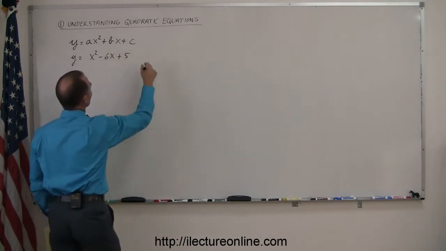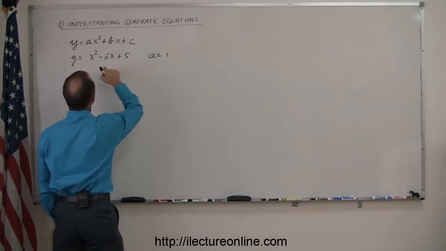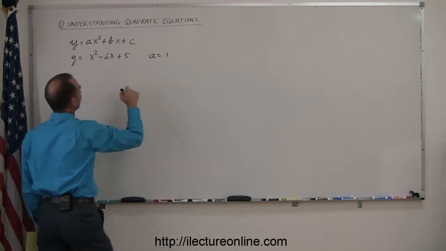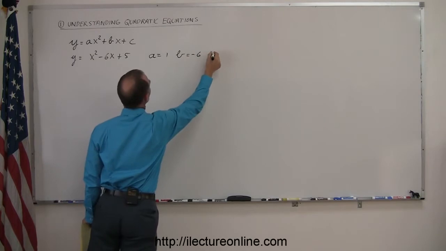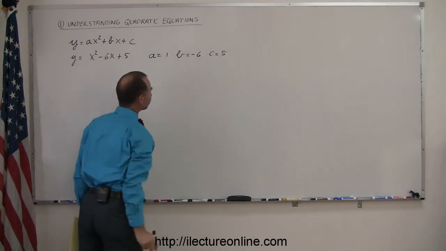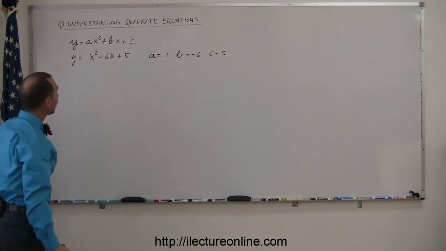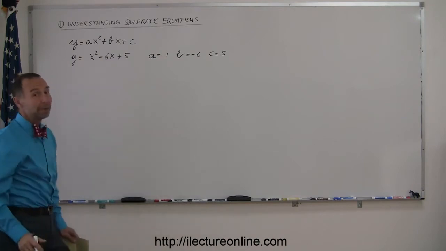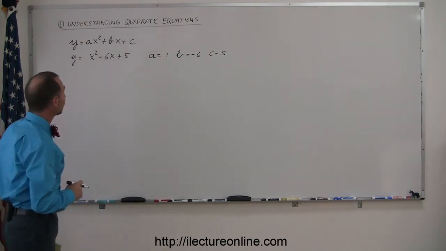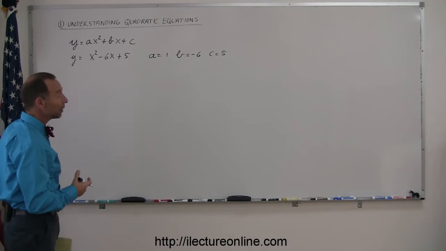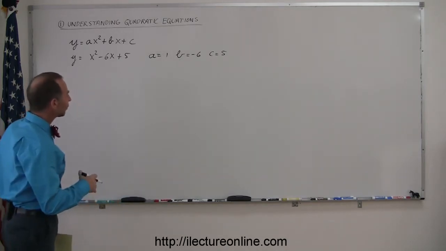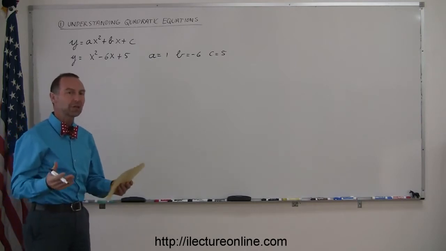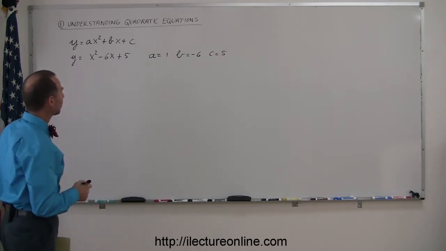In this case, a would equal 1. That's the coefficient of the x squared term. B is equal to minus 6, and c is equal to 5. All right. Now, one of the things we want to be able to do with one of these quadratic equations is learn how to graph it. Another is learn how to find the roots. But before we get into all that, let's get a general feeling of what a quadratic equation is.